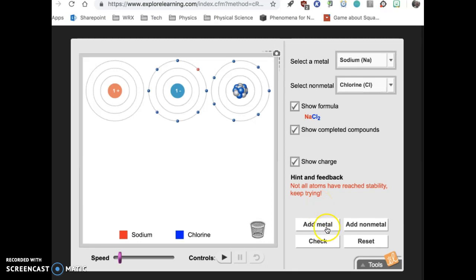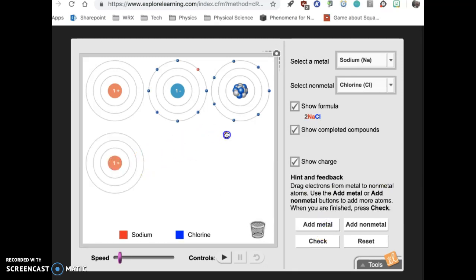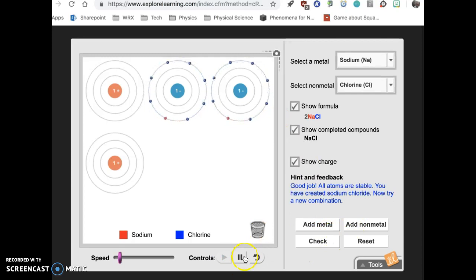Let's keep on trying. Okay, so I might need to then add in another atom, right? Atom of sodium. So now I have two of these. I'm still in that one-to-one ratio. Okay, I can play it, check it, boom, we're all good.